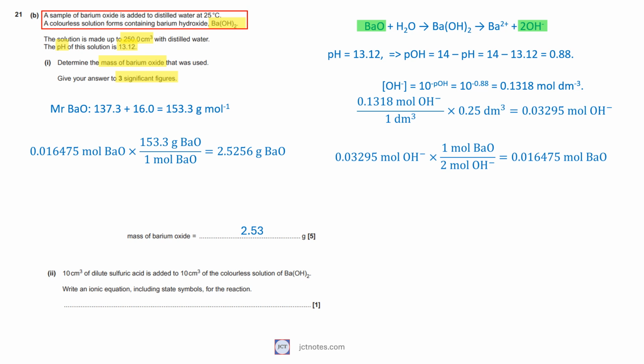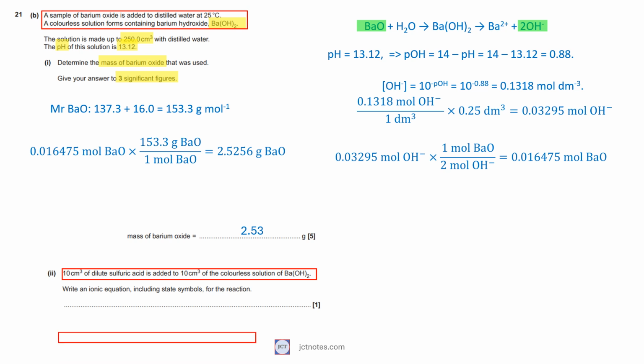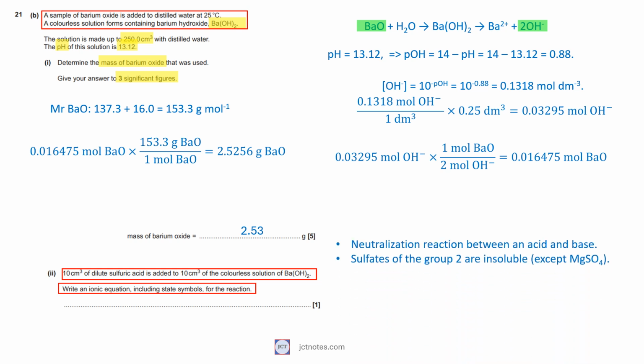In the second question, 10 cubic centimeters of dilute sulfuric acid is added to 10 cubic centimeters of the colorless solution of barium hydroxide. We are asked to write an ionic equation, including state symbols, for the reaction. This is a typical neutralization reaction between an acid and base. We have also to bear in mind that the sulfates of group 2 tend to be insoluble in aqueous solution and precipitate. Magnesium sulfate is an exception, as it is soluble in water. The reaction that we have is. Remember that they ask for the ionic equation, therefore we need to state the ions.